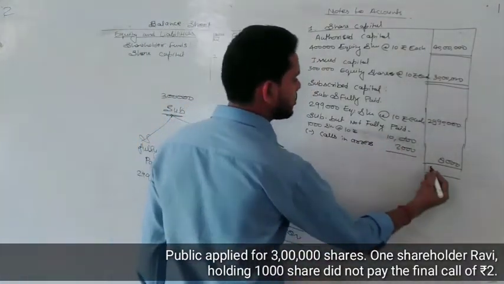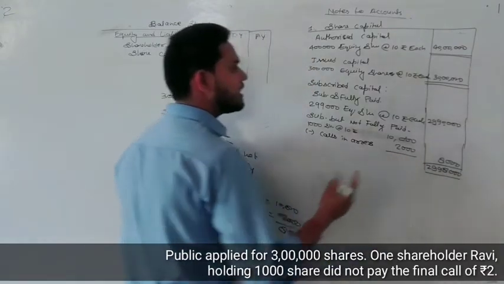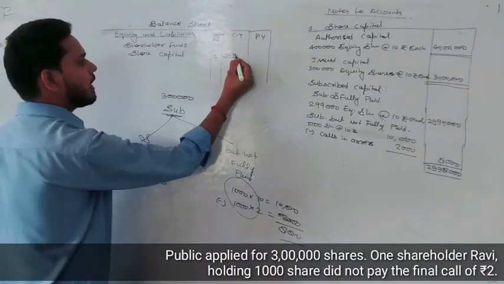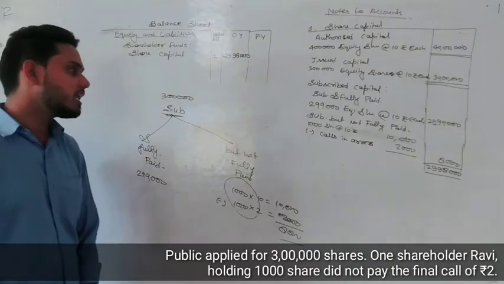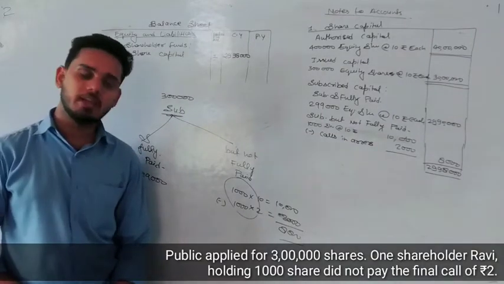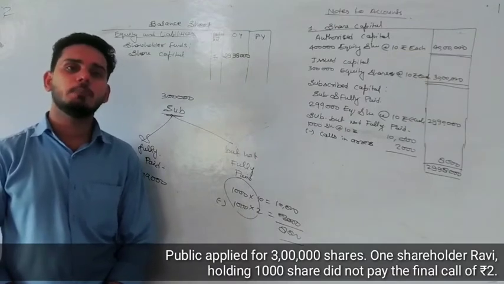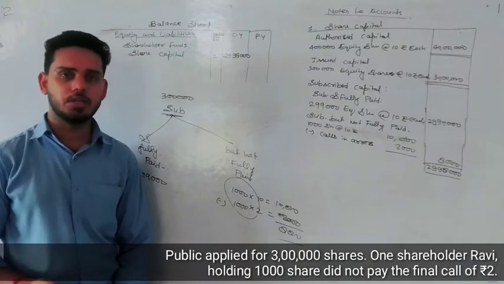Now what will we do, sir? We will make the total. So this will be 29,98,000. That is the final amount which we have to write here in the column of current year, 29,98,000. So I hope this case is clear to you, how we make the presentation in the balance sheet if some of the shareholders did not pay the whole money.